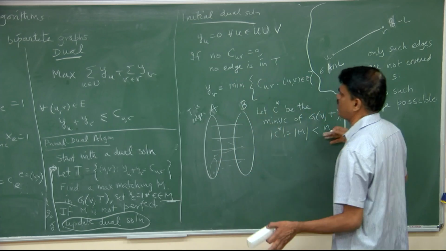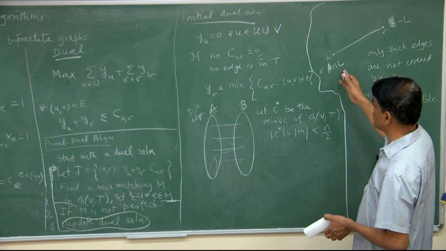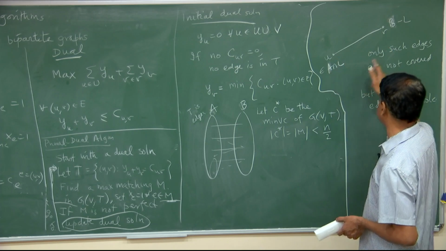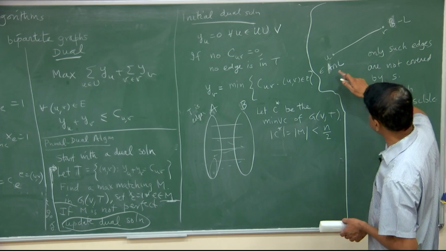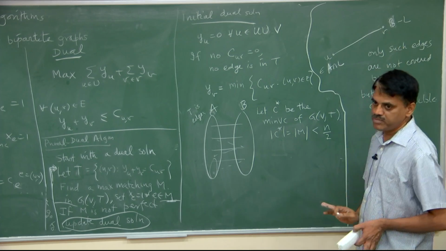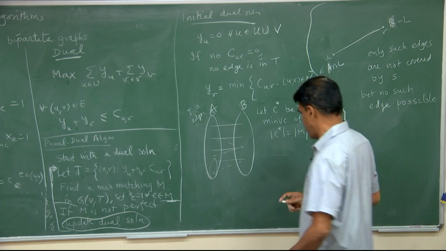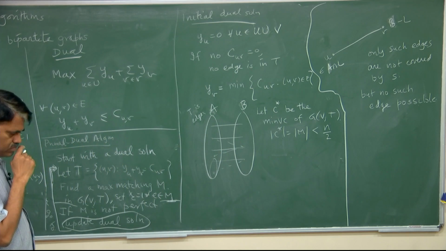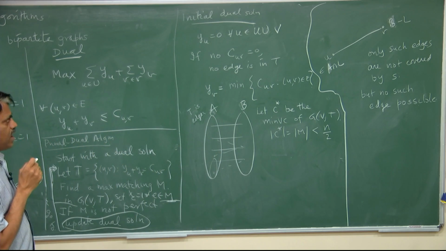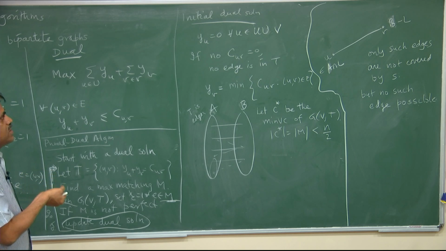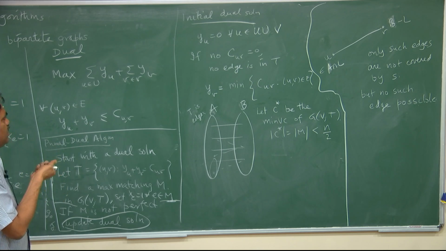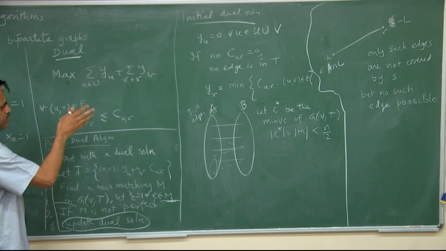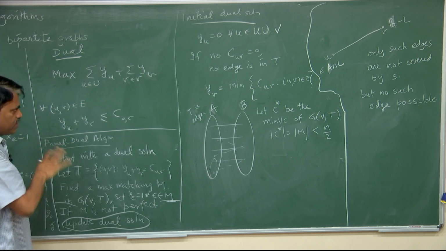I look at all vertices reachable from unsaturated vertices, call it L, and I know that there is no such edge. That's what this statement says. There is no edge from A intersection L to B minus L, right? So, in T, I will be increasing Y_U values. I am going to increase some of these values, and I will not have some tight constraint being violated.